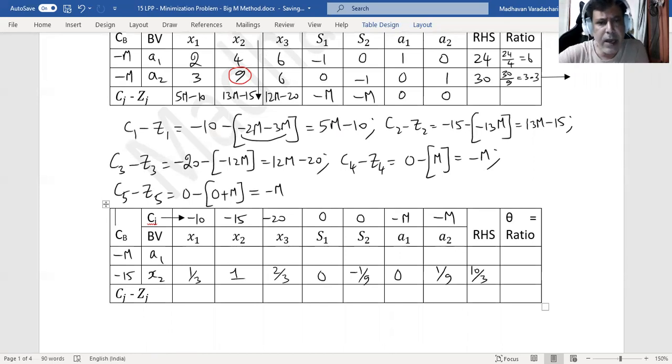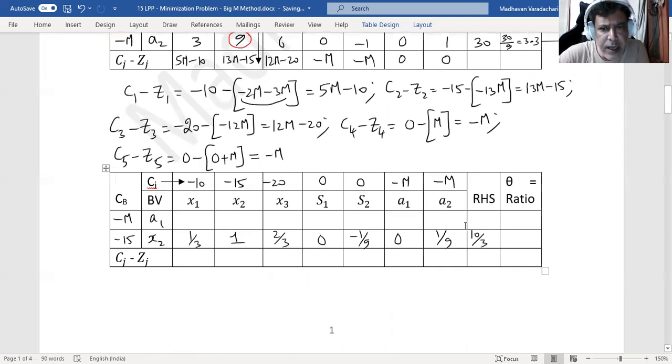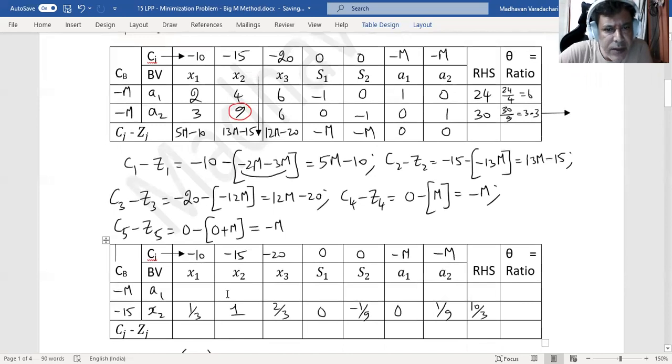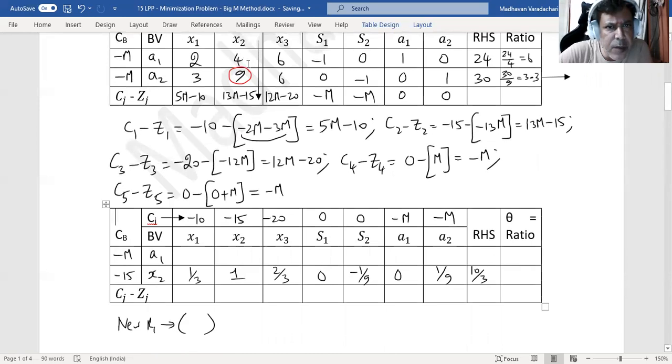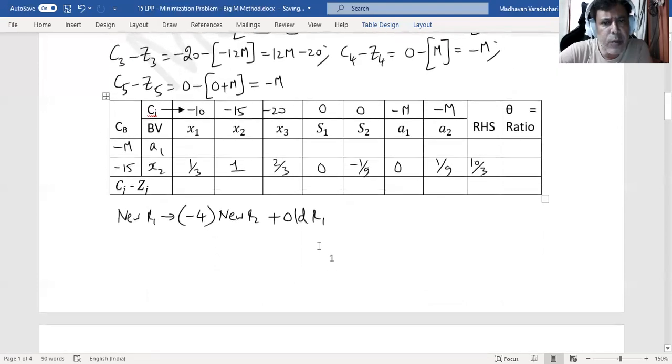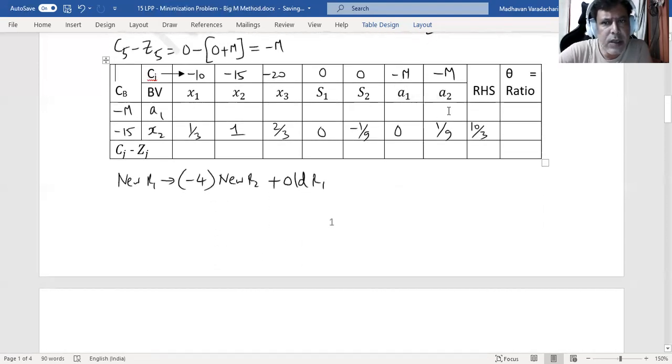Now we are supposed to find the new row 1. Already we saw how to write this formula. Above this particular position we need 0, so we will go and check in the previous table. What is that? It is 4. Here I would write the opposite sign of that: negative 4 times new row 2 plus, since we are trying to find new row 1, old row 1. So based on this formula, you are supposed to find these values.